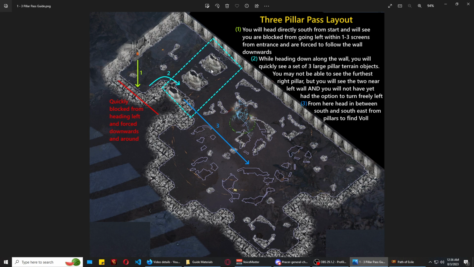The reason why you know this is in the other layouts where you get quickly blocked, the pillars will appear later. So if they appear this early, you know it's going to be 3-pillar pass. Once you recognize that it's 3-pillar pass, you have the early pillars, you are essentially going to just keep heading along this wall in line with it downwards, and you will come across vol floating in the middle of the map here, slightly to the left.